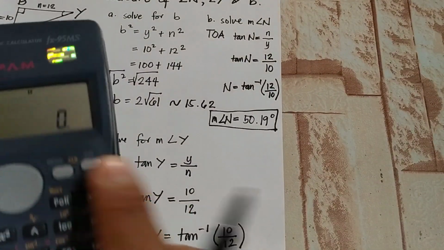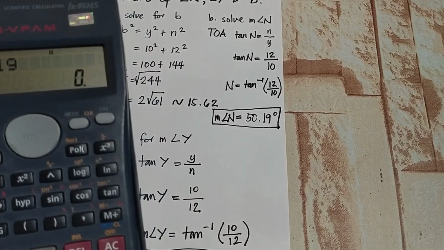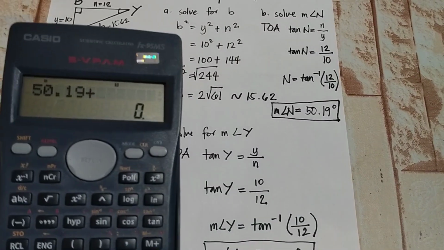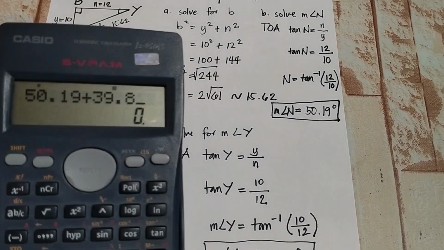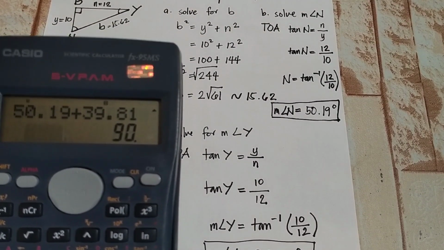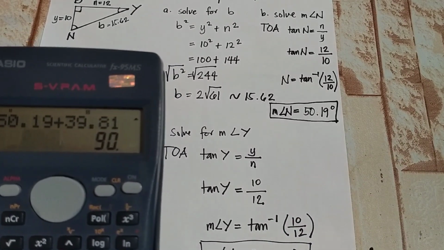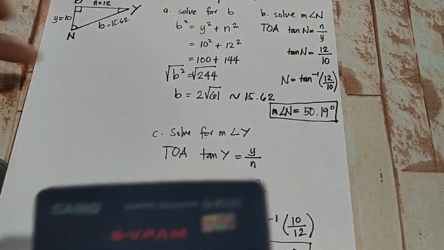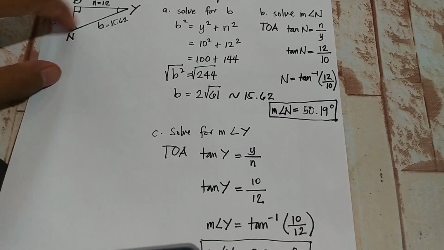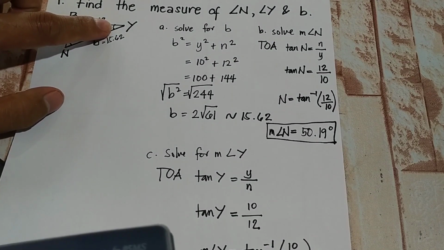So to check, we have 50.19 plus 39.81. It should be equivalent to 90 degrees. So let's check. Alright, so they are equal to 90 degrees. They are complementary angles. So we are correct with our solution that the measure of angle N is really 50.19 degrees, while the measure of angle Y is 39.81 degrees.